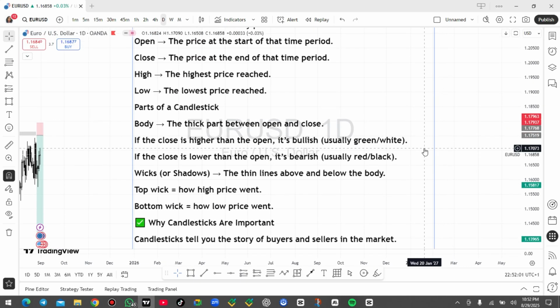Now we have the parts of the candlestick. Like I told you, a candlestick comprises four things. We have the opening price, the closing price, the high, and the low. And we have the body. The body tells you who is in control. If it's a bearish body, it's telling you that what? Sellers are in control. If it's a bullish body, buyers are in control.